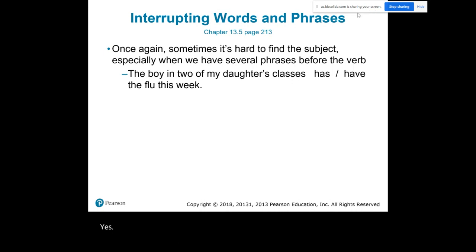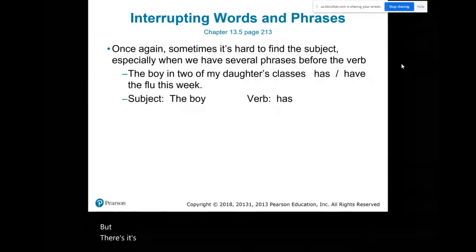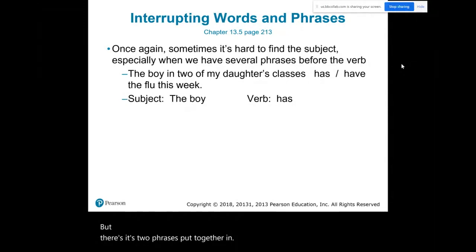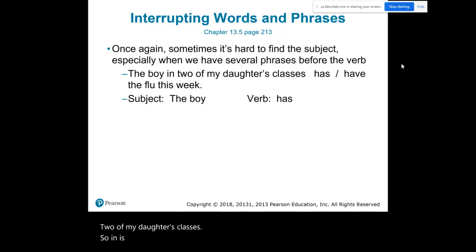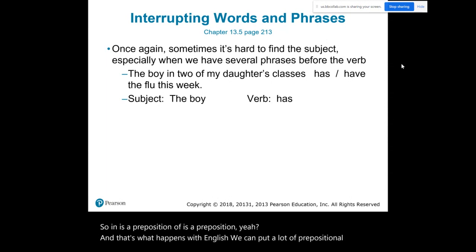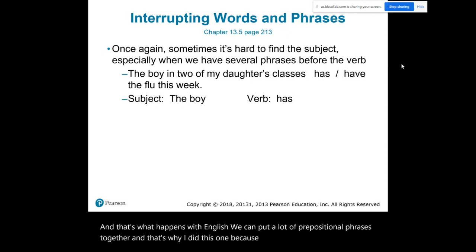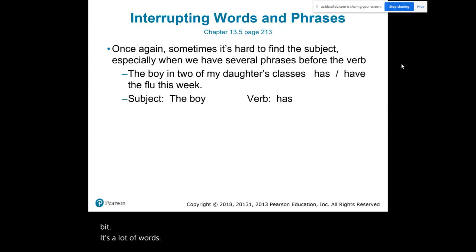Yes. But which one is the preposition there? Of? There's actually 2 phrases put together. In 2 of my daughter's classes. So in is a preposition, of is a preposition. And that's what happens with English. We can put a lot of prepositional phrases together. And that's why I did this one, because I wanted to confuse you a little bit. It's a lot of words, and most people will look at classes and say, oh yeah, that's the subject.